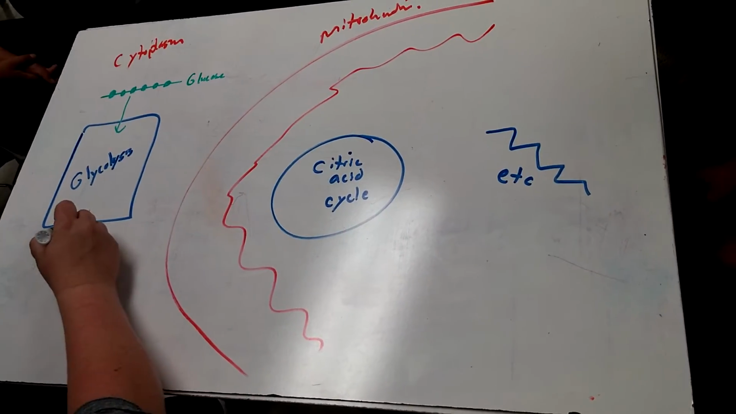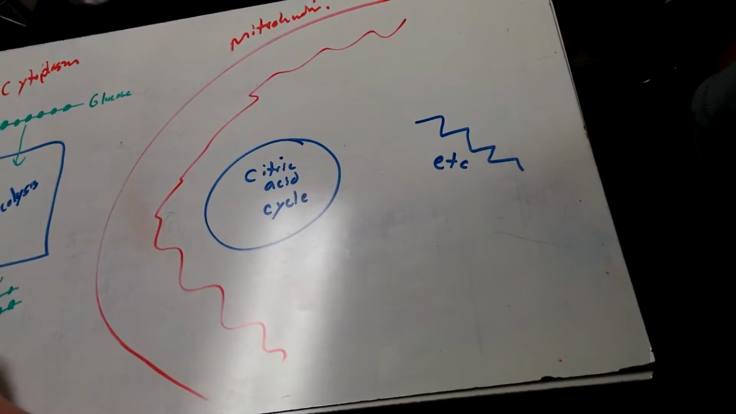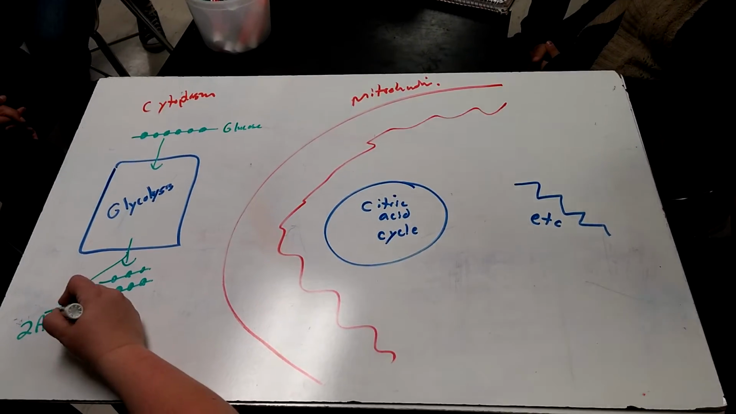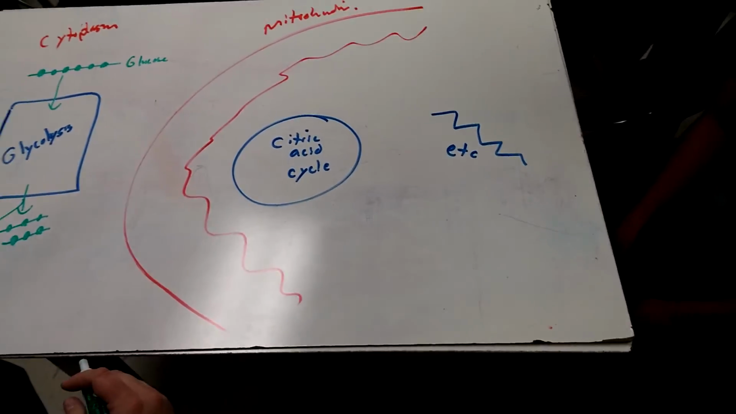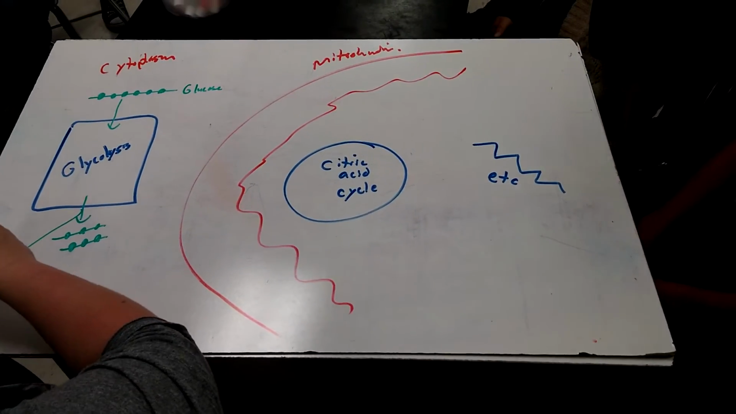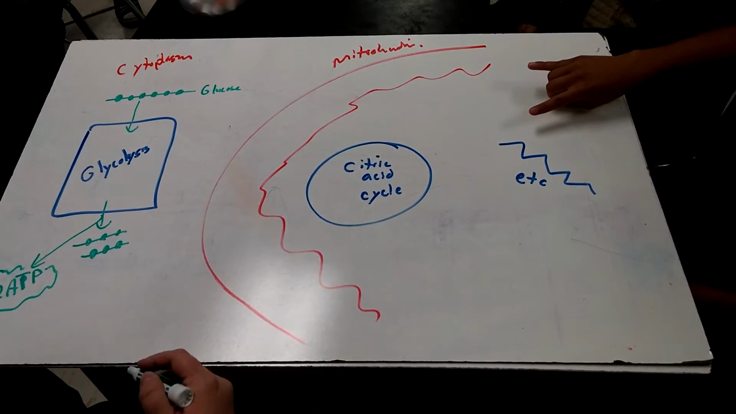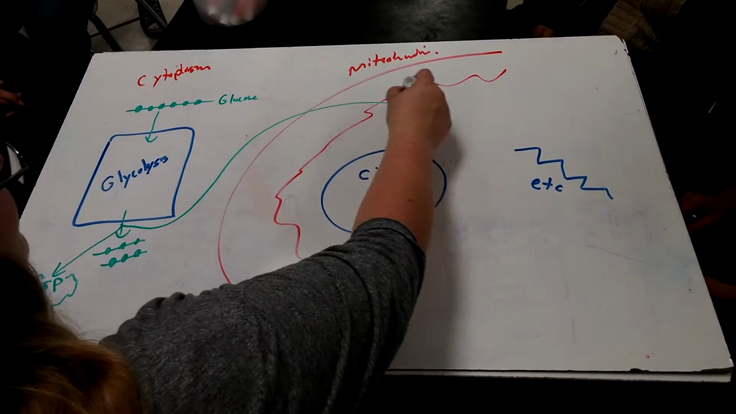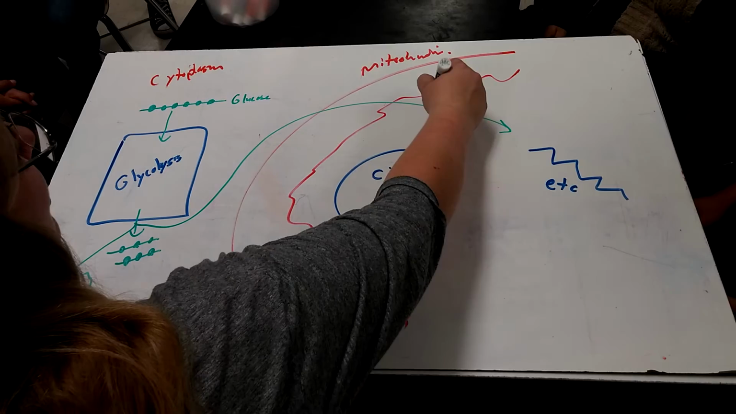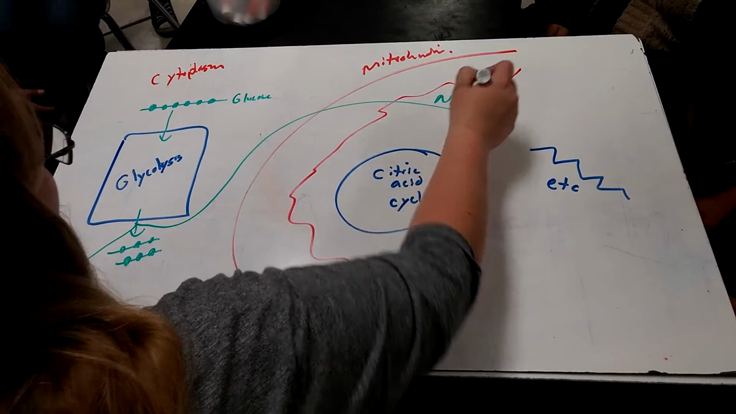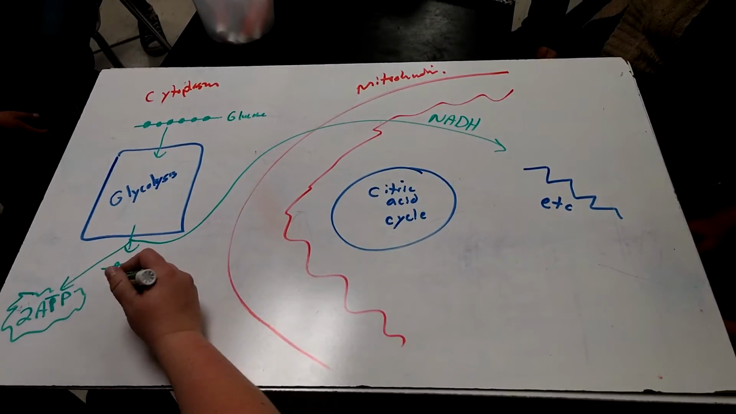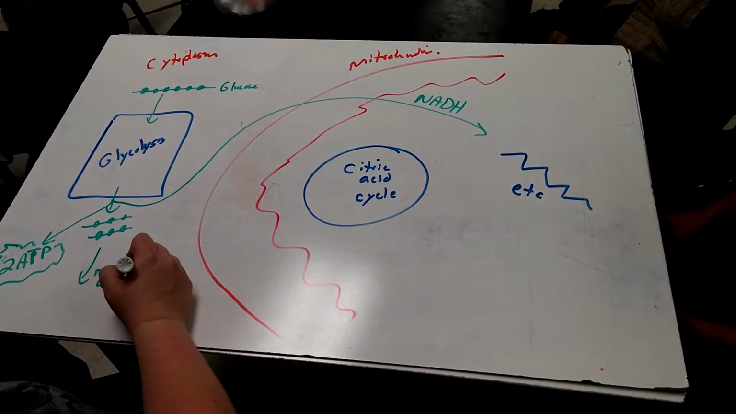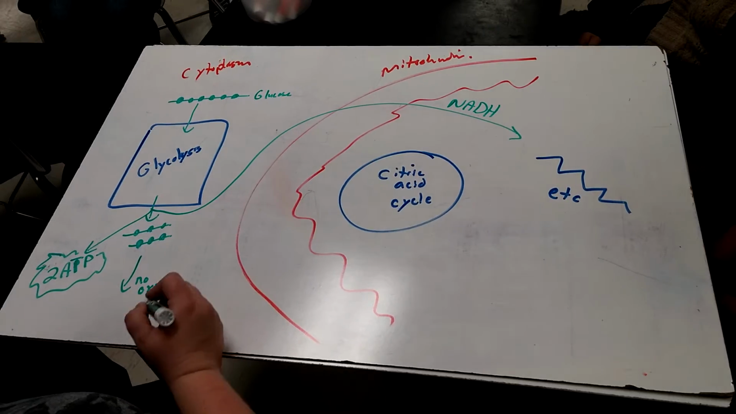Anytime you break bonds apart, you are also going to get some energy. So we're going to make 2 ATPs of energy from some ADPs. So that's a little chunk of energy we got. And we're also going to make some chemicals called NADHs, which are going to end up over here. NADH.